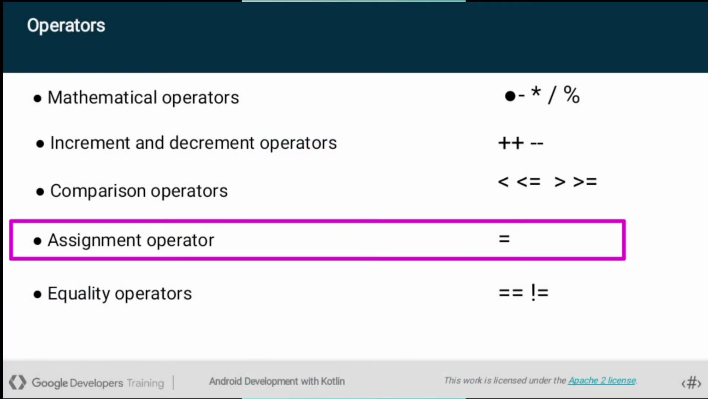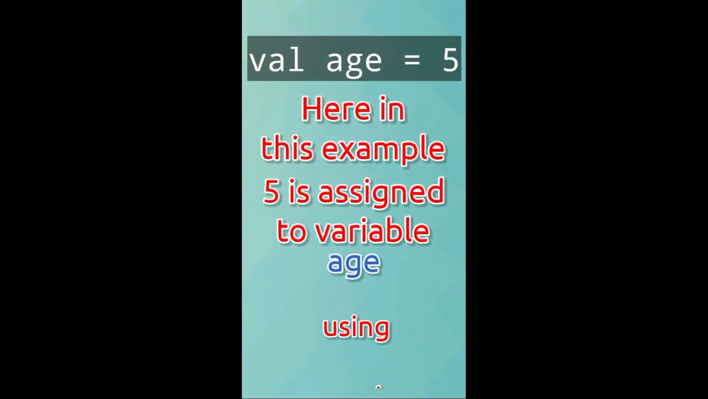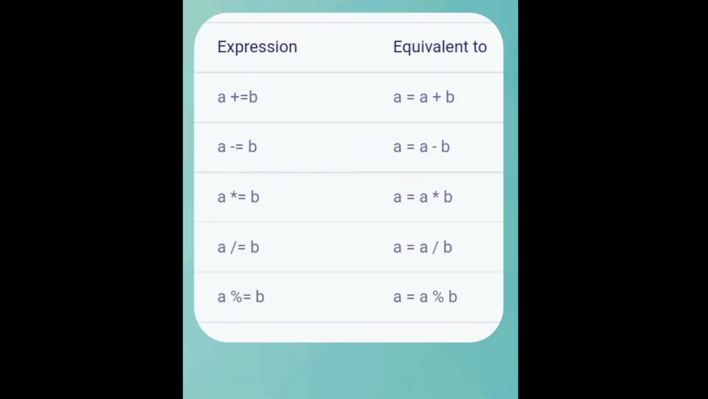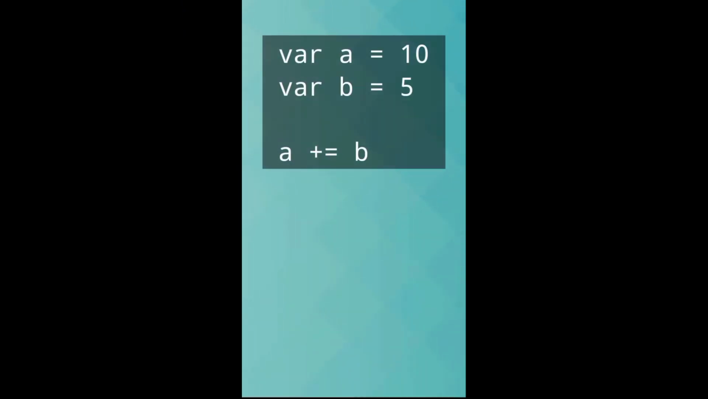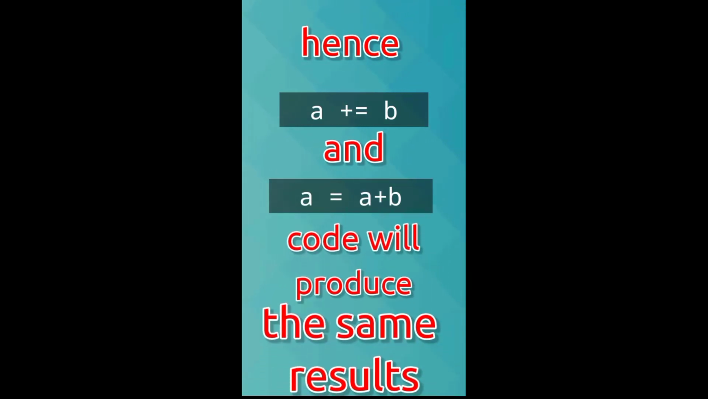Assignment operators are used to assign a value to a variable. The equal sign is an assignment operator. Here in this example, 5 is assigned to the variable age using the equal operator. Here are a few shorthand notations for assignment expressions and their equivalents. Both examples will produce the same result. In this particular example, the value from variable A is taken, the value from variable B is added to it, and again it is assigned back to variable A. Hence, this and this code will produce the same result.